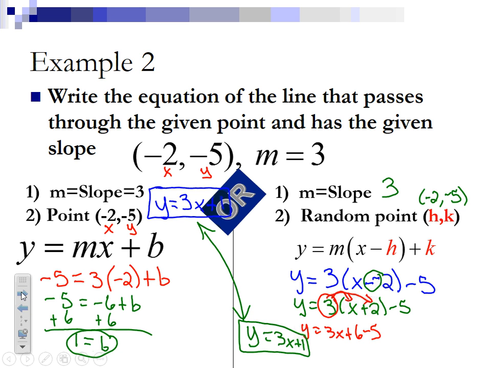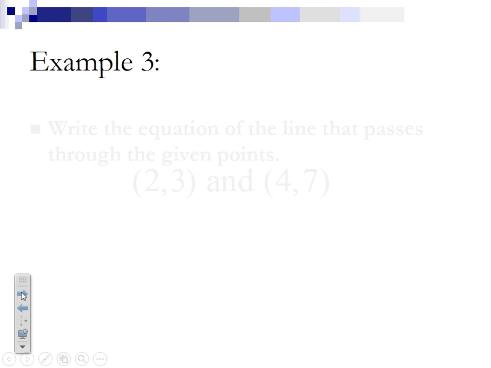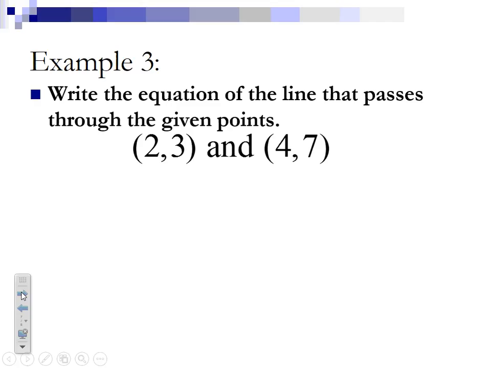All right, moving on. Example number 3. Write the equation of a line that passes through the given points. First, in order to do either form, I need to have the slope. So that's the first thing we have to do, is find our slope. To find slope, we're going to use slope equals y sub 2 minus y sub 1 over x sub 2 minus x sub 1.